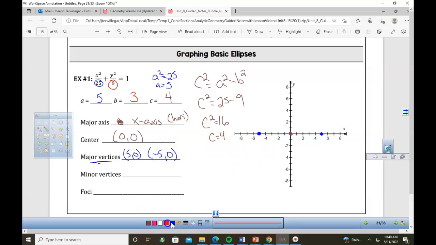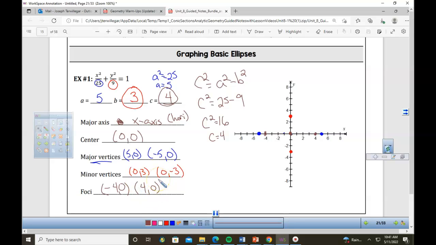Now my minor vertices are b away. So I add 3 to my y and subtract 3 from my y, going up 3 and down 3. So those points are 0, 3 and 0, negative 3. Now to find my foci, they're c away from the center on my major axis. So c was 4, and I'm going to go 4 in each direction, adding and subtracting 4 from my x-coordinate. So I get the points negative 4, 0 and 4, 0.